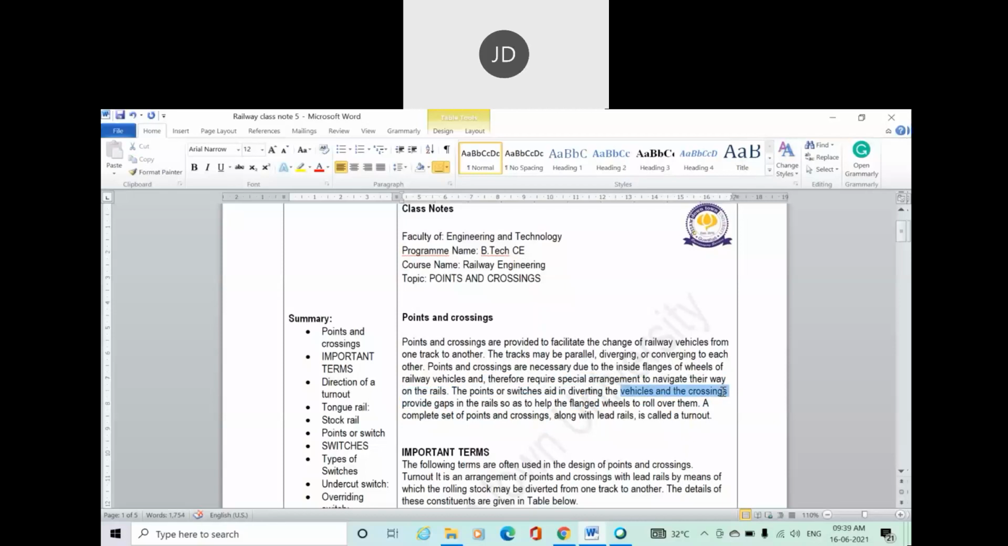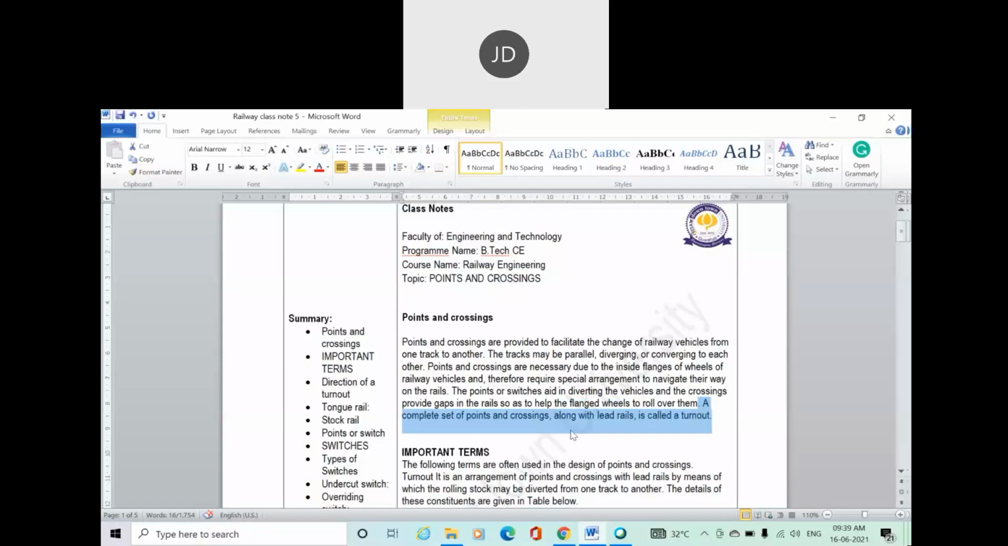So crossing provides a gap in the rail to help the flank wheel, basically the railway wheel only. Why it's highlighted as flank, I'm going to discuss, so don't confuse here. Same thing, the railway vehicle only. So we are talking about railway wheels only, so the flank wheel to roll over that. A complete set of point and crossing along with the lead rail is called turnout.